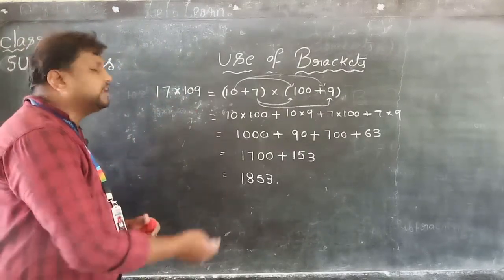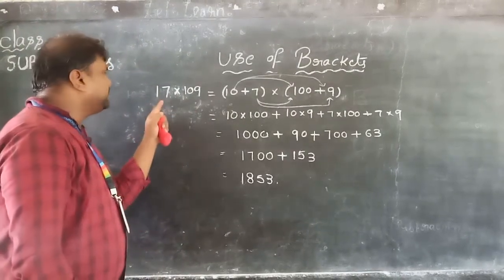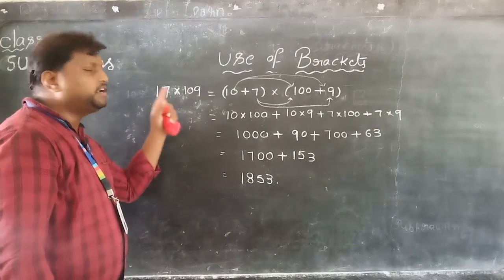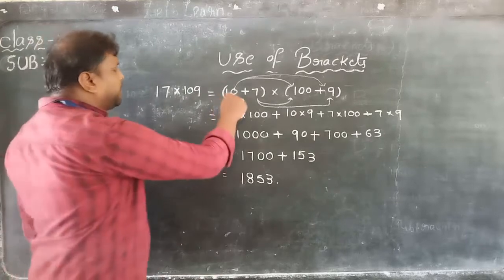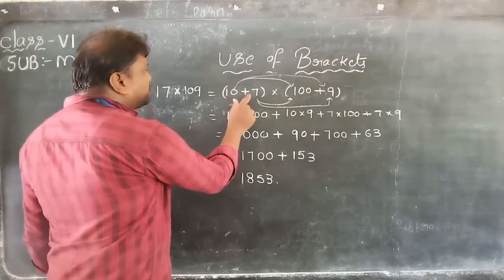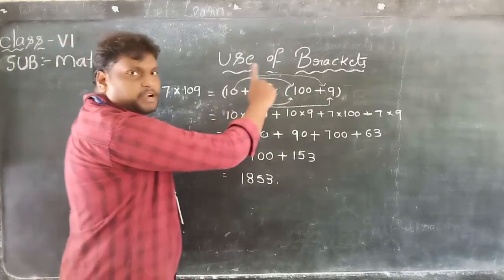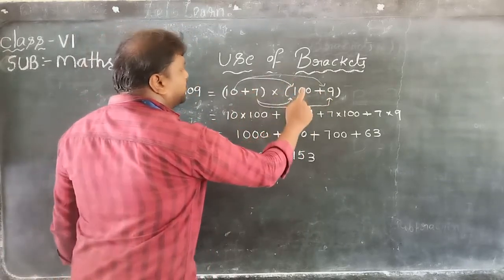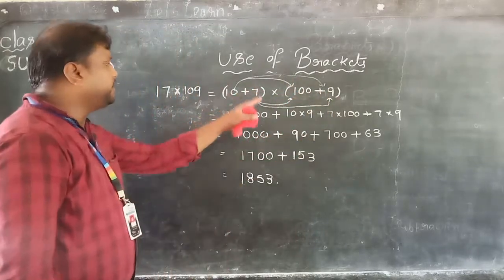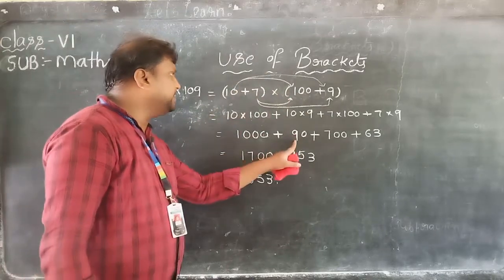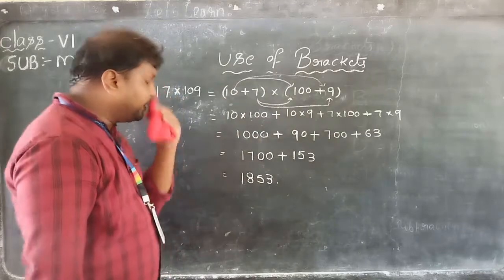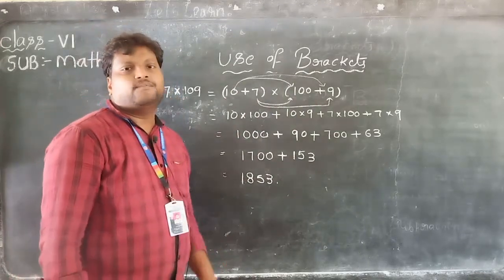Listen once again. Here 17 into 109 is taking more time. That's why we have to take the round of values. Means 17 we write as 10 plus 7, 109 we write as 100 plus 9. Now multiply the first value and the first bracket. The first value is 10, which should multiply 100 and 9, like that. The second value 7 should multiply 100 and 9. 10 into 100 is 1000, 10 into 9 is 90, 7 into 100 is 700, 7 into 9 is 63. Adding the total, you will get 1853.